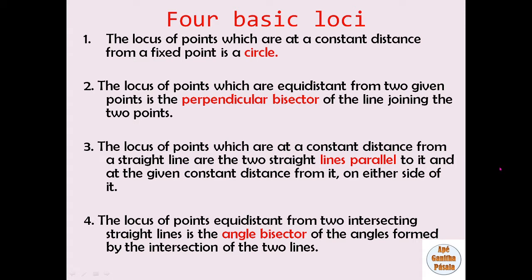The locus of points equidistant from 2 intersecting straight lines is the angle bisector of the angles formed by the intersection of the 2 lines. Let's learn about these 4 basic loci.